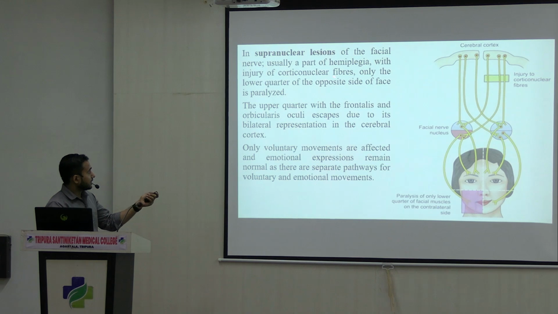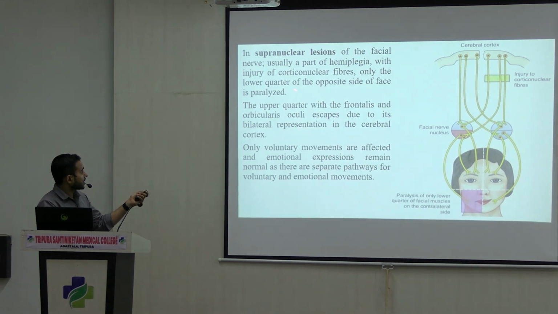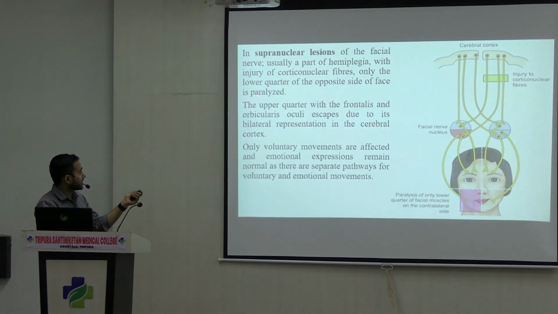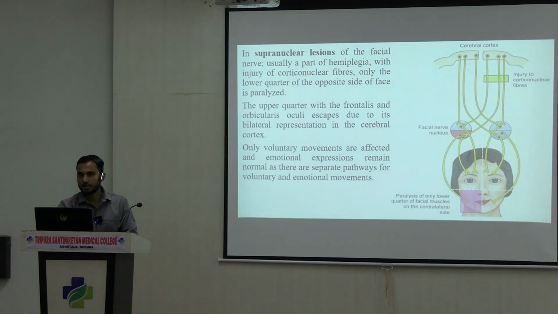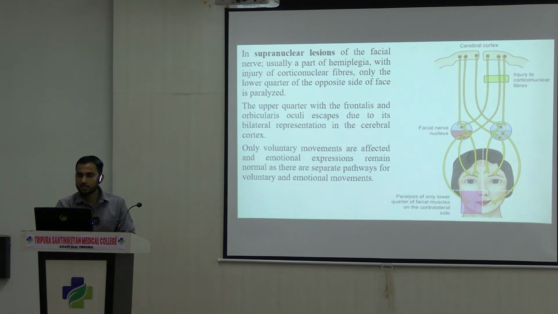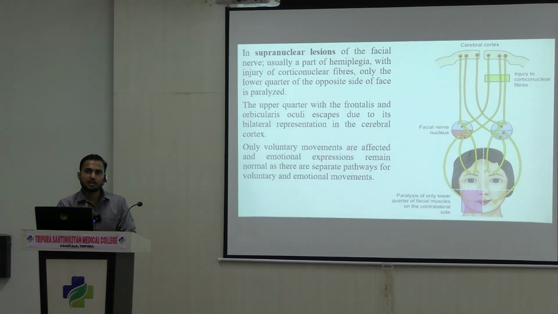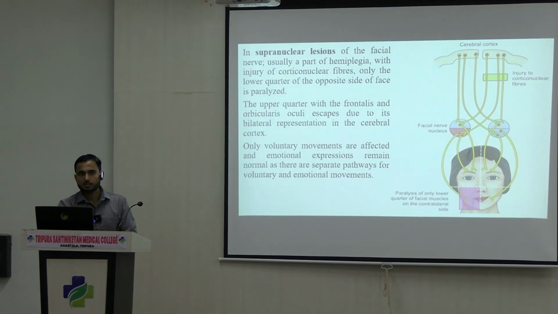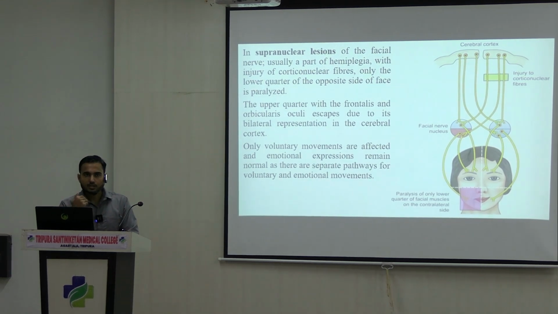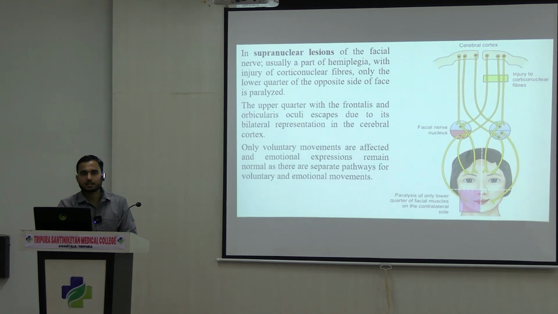Okay, so as you can see, only the lower quarter of the face on the opposite side is paralyzed. Next, the upper quarter will remain unchanged. Why? Because of bilateral representation in the cerebral cortex. Those particular facial muscles have bilateral representation, meaning nerves are coming and supplying from both sides. That's why the upper part will remain unaffected.